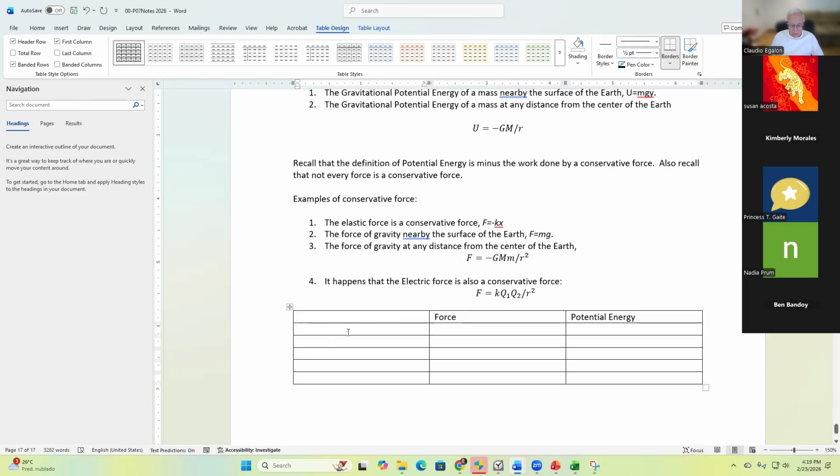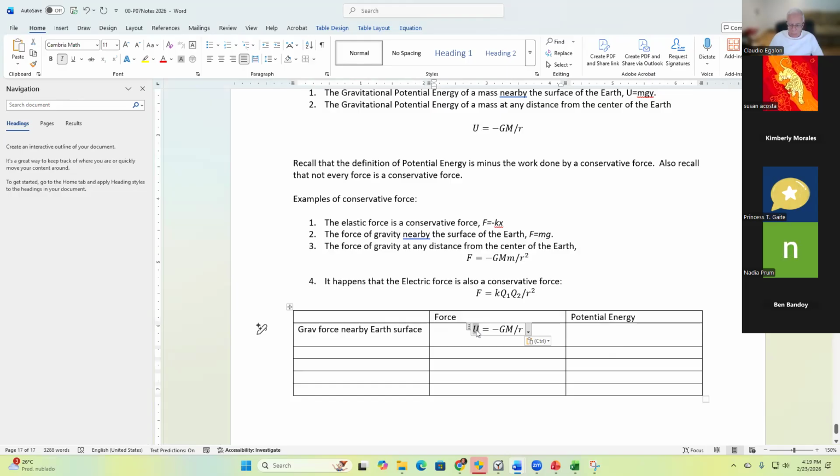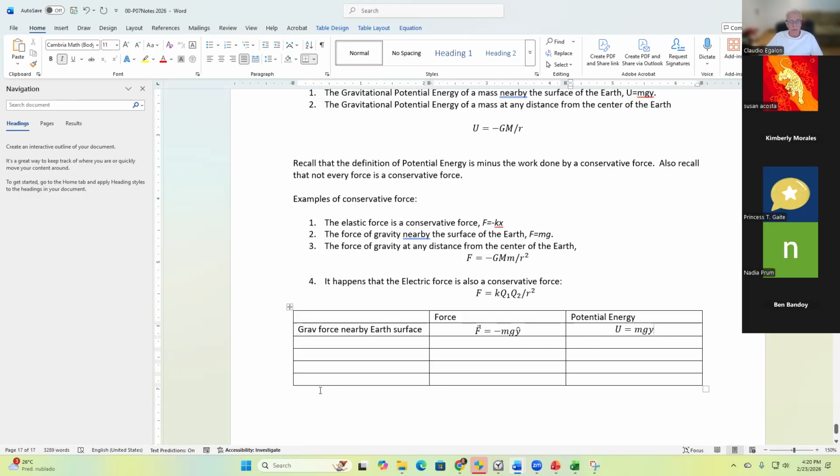The easiest one is gravitational force nearby Earth's surface, which is mg. Well, we got to put a negative sign there as well, right? Force, if I make it a vector, is minus mg ŷ, like that. And don't forget, it's a hat, okay? And the potential energy is going to be mgy. It doesn't have a negative sign. This one doesn't have a negative sign. Gravitational force nearby Earth's surface.